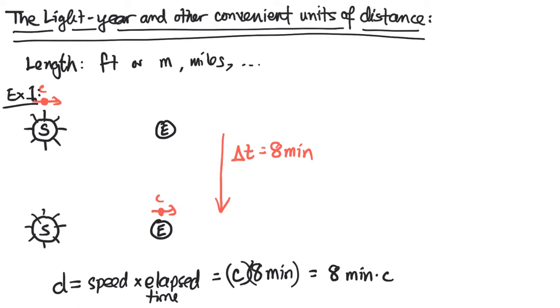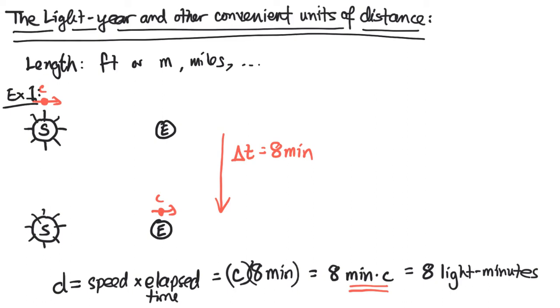Another way we talk about this is we say it's 8 light minutes, which is a measure of distance, and it's the distance light travels in 8 minutes. It's actually quite convenient to think about it this way, and our unit will be minutes times c, or minutes times the speed of light.